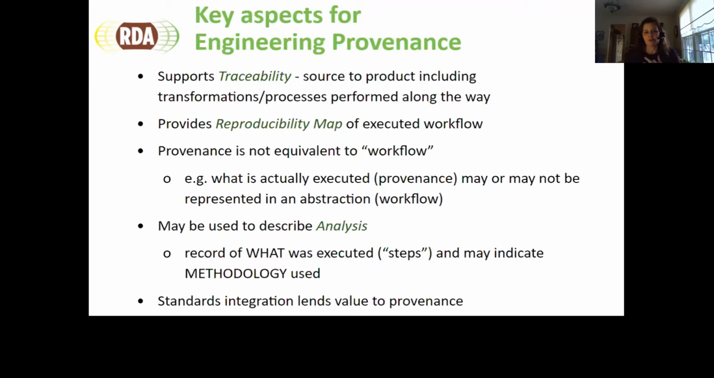Another thing that's really important with provenance is if you want to understand, for a product, what analysis was performed. Provenance can serve to describe analysis, which can be a complex series of steps and methods that were used to produce a particular analytical result. And the last two things, which I'll show you an example of later, are integrating standards and using machine readable syntax and semantics, which are all very important to provenance.